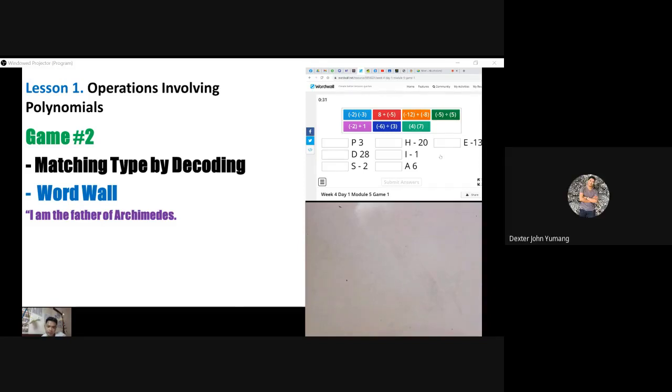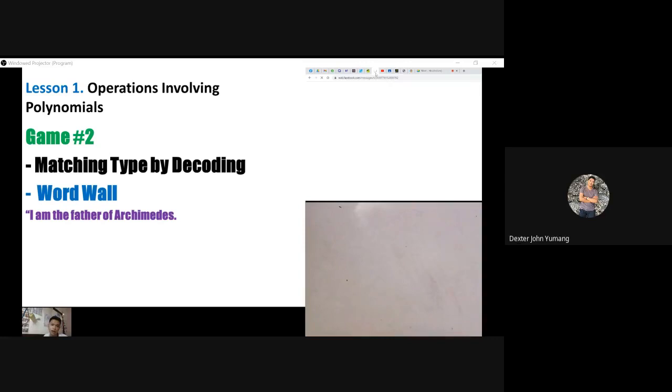Sir, pwede mo ipasa ang link sa GC, sir. Basta di man ko cancel karon kay loading na pud kayo, sir. Okay po, no problem.